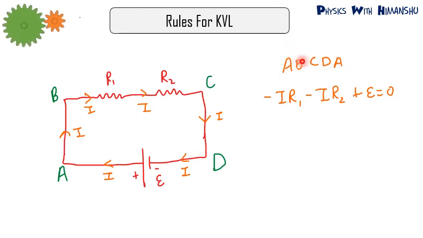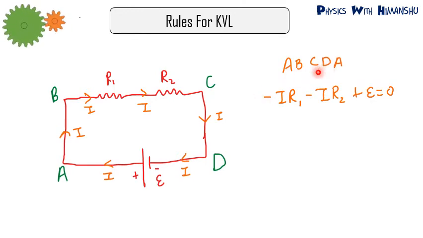If we move from A to B, there is nothing in between. But when you move from B to C, current is also from B to C. So you have to write minus IR1, minus IR2. From C to D, there is no battery, no resistor. From D to A, you will first meet the negative terminal, so we'll put plus E equal to 0. So this is the Kirchhoff's voltage law equation for this electric circuit and for this path, that is A, B, C, D, A.